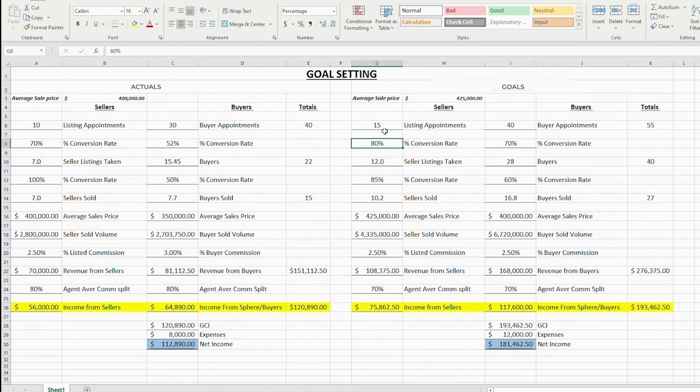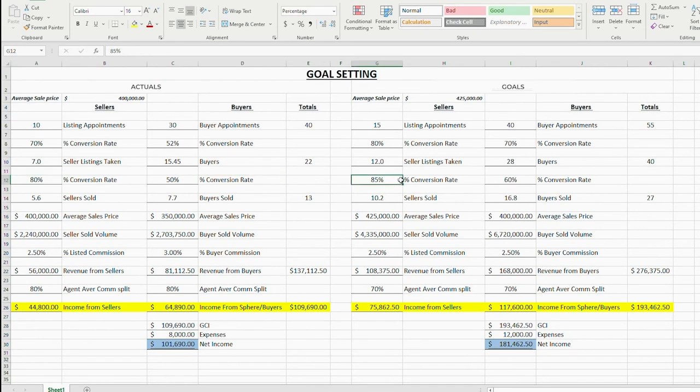Well, that's about 10.2 sellers sold. Don't get caught up on the decimal points, but it shows you an average. It can tell you you're going to be somewhere between 10 listings sold and 11. I would also bank on your average listing price being higher, particularly if you're listing single-family homes.